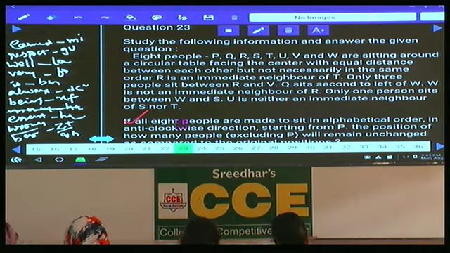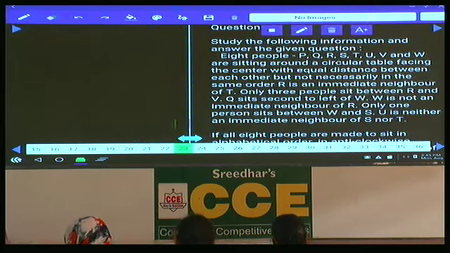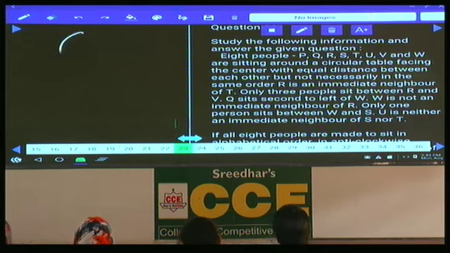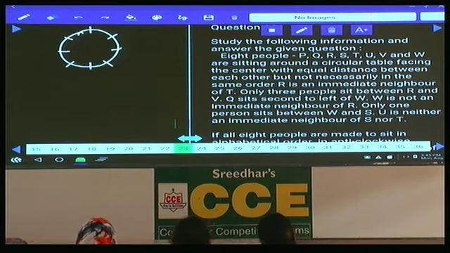Then 23 to 27, it is based on seating arrangement. How many people are there? We have 8 people, P, Q, R, S, T, U, V and W, seated around a circular table. Now these 8 persons are seated around a circular table, isn't it? And facing the center with equal distance but not necessarily in the same order.